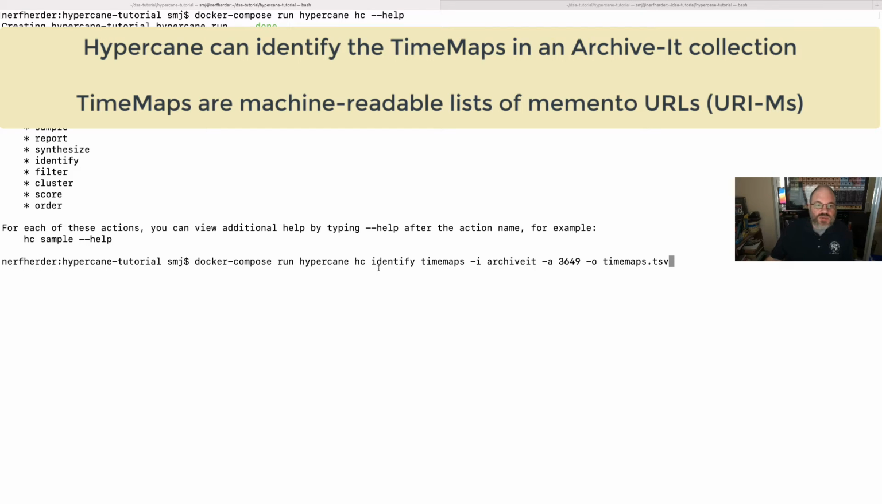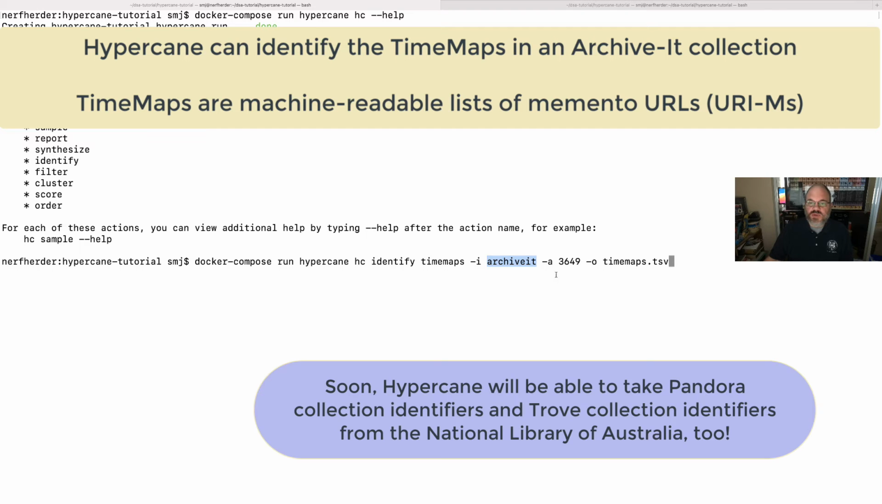So to explain this a little bit better, every Hypercane command takes the arguments -i and -a. -i indicates the input type that you want to specify, whether it be Archive-It, mementos, time maps, or original resources. There's also the ability to process content from the Australian Web Archive that we're working on right now, but I won't get to that right here. Right now, we're going to focus on Archive-It.